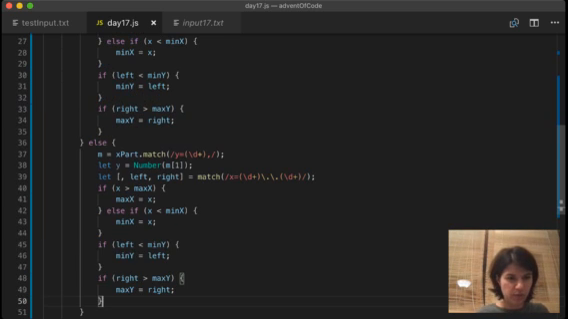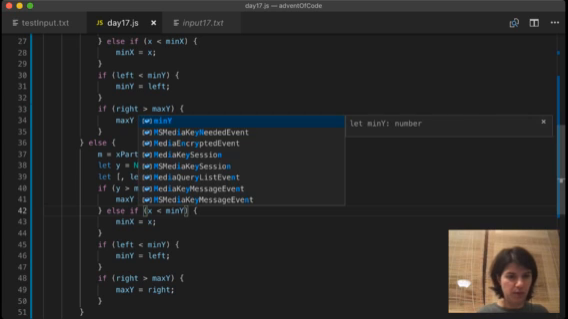Let's pray to the typo gods. If y is bigger than max y, this should be min y.